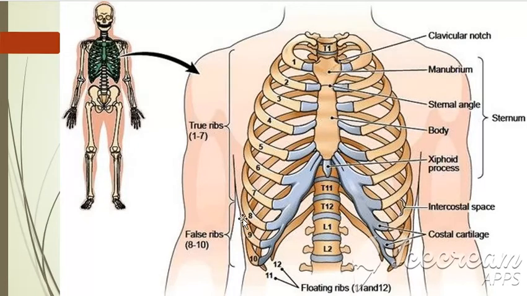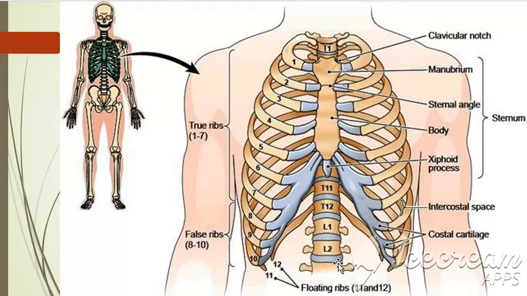Then ribs 8, 9, 10 are known as false ribs because they are indirectly joined with the sternum through the costal cartilage. They are joined with each other. Then the 11th and 12th ribs are known as floating ribs because the posterior end is attached to the vertebra and the anterior end is free. Because of that, these two ribs are known as floating ribs.